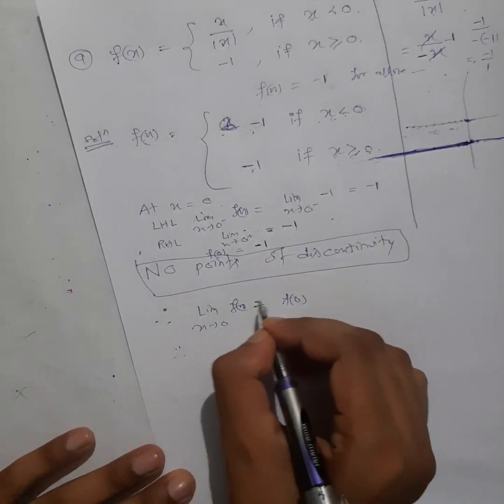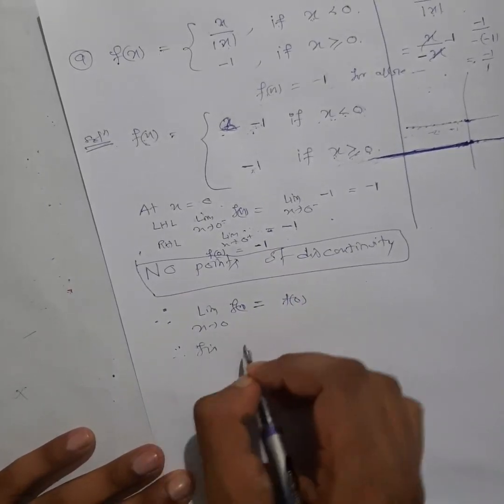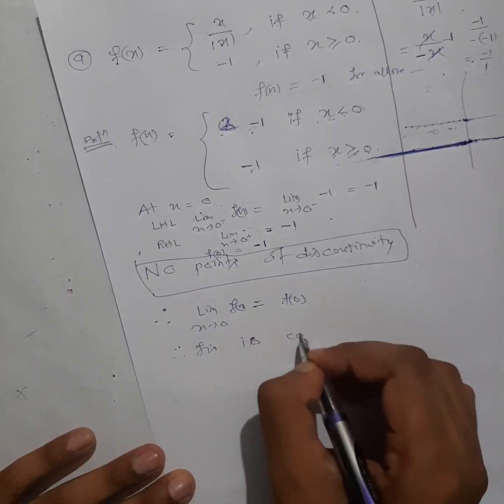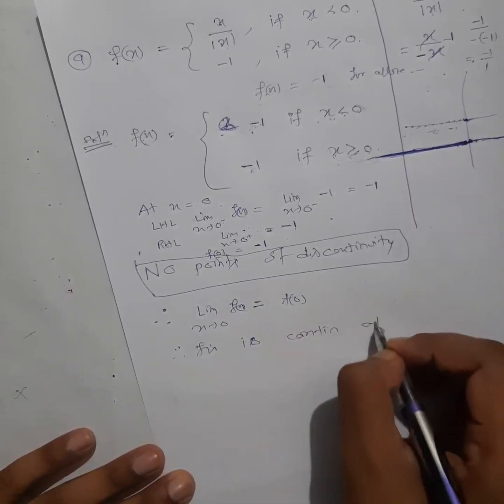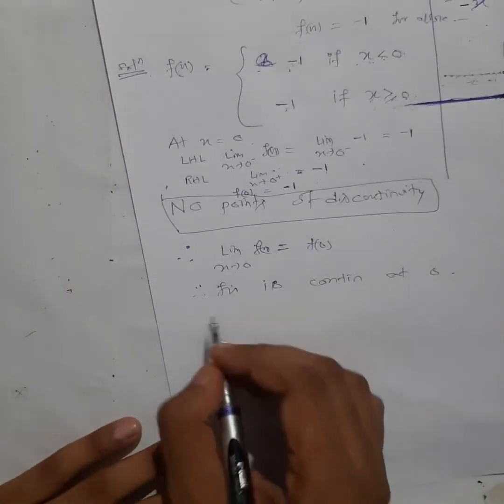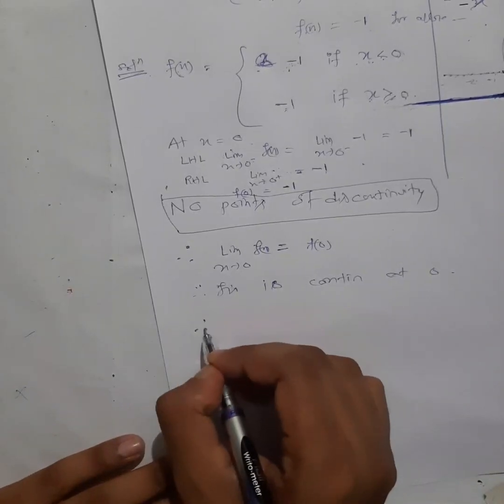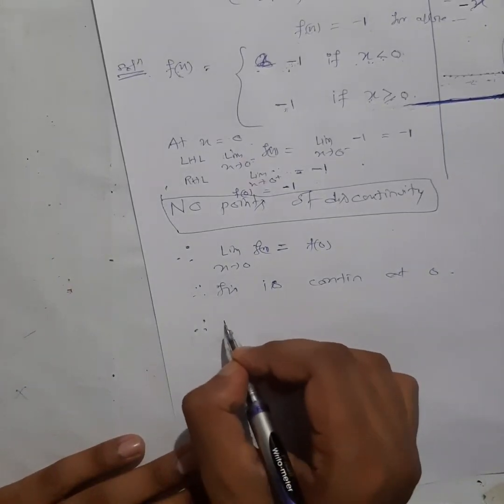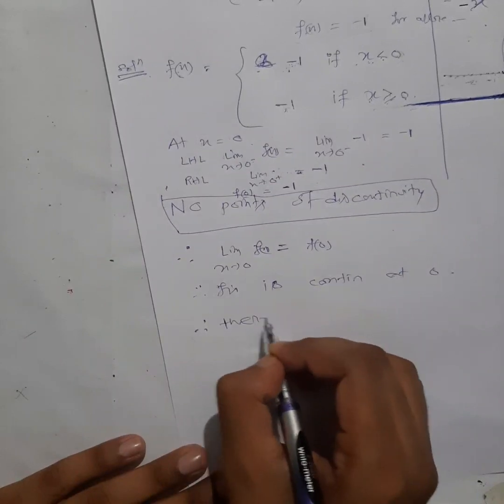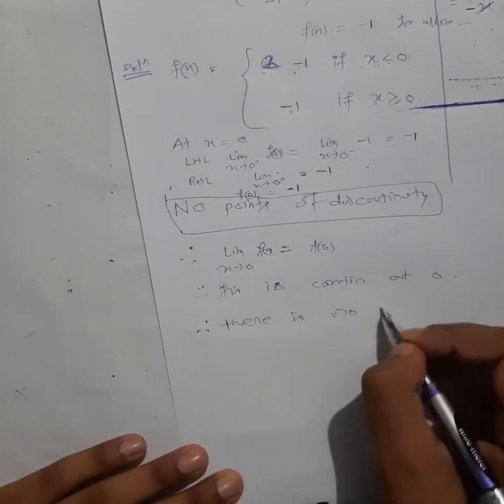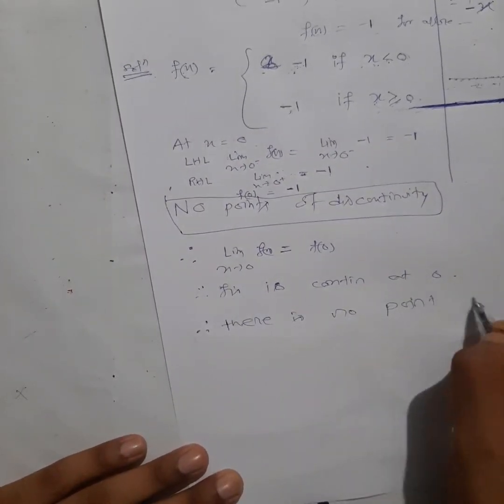Therefore f is continuous at 0. So you have to also write down, therefore there is no point of discontinuity.